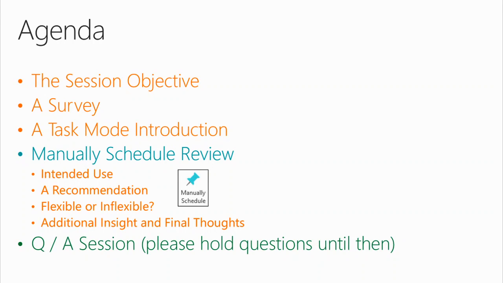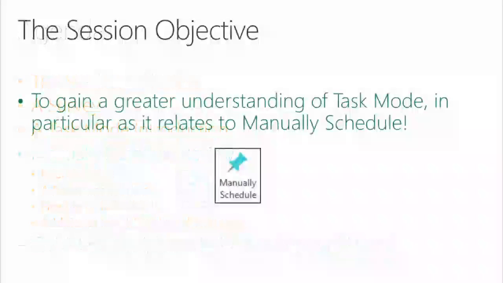So there's our agenda for those of you that just walked in. It's pretty simple. So we're off to the races. By the way, we're going to go through 109 slides in 60 minutes. And it is doable. I've practiced it, so here we go. So here's our session objective. It's pretty straightforward: to gain a greater understanding of task mode, in particular as it relates to manually scheduled. This is a very, very simple objective. We're going to keep this in mind as we're moving along.